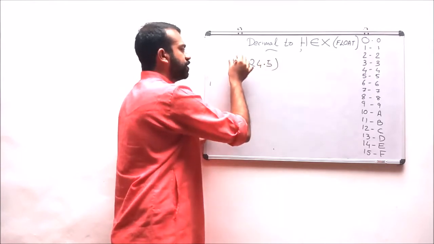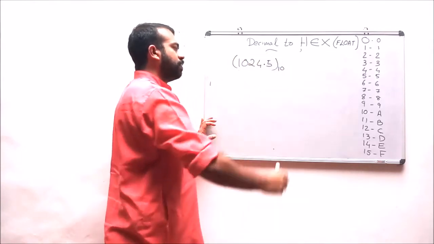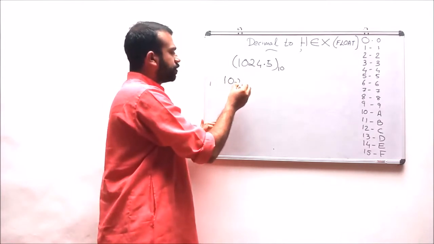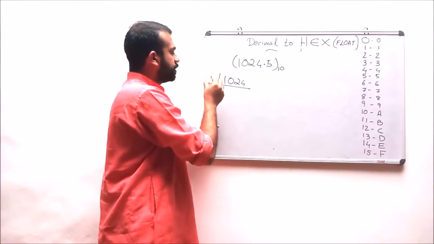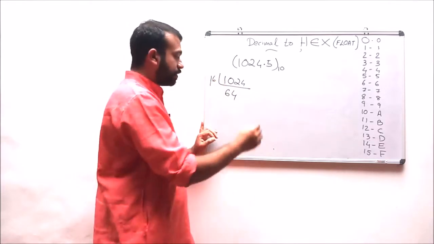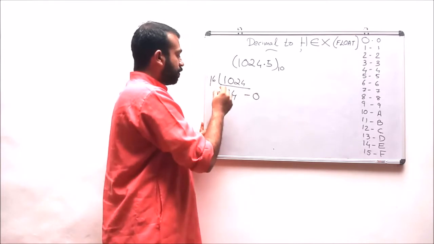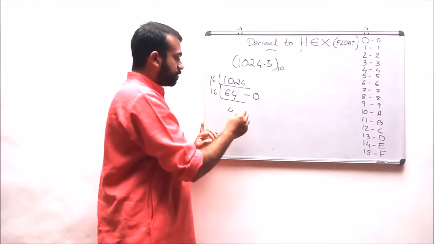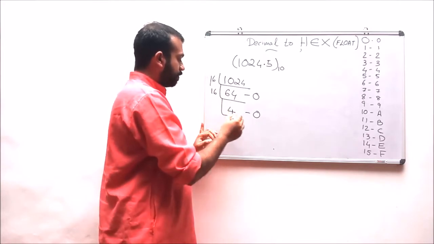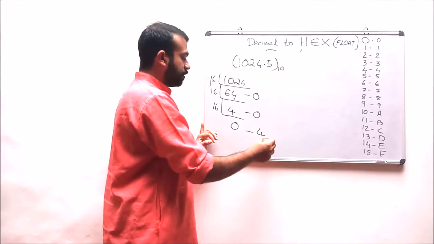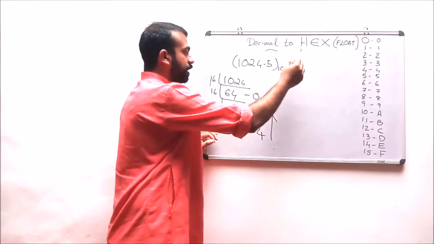The example is 1024.5 to the base 10. Here we consider the whole number portion 1024, and this 1024 is divided by 16. We will get 64 with a remainder of 0. When this 64 is divided by 16, we will get 4 with a remainder 0, and when 4 is divided by 16, the quotient will be 0 with a remainder 4. So the whole number part of the final answer will be 400.